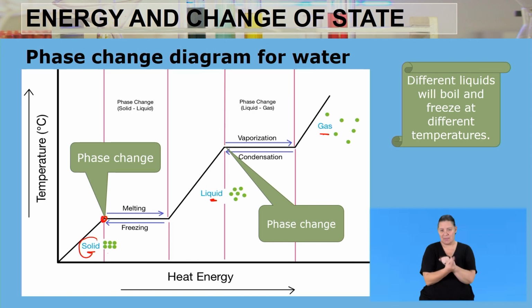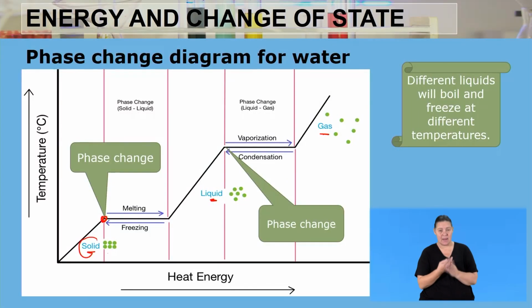So the solid is going to start to melt. It is going to melt at a certain temperature, and when that happens, we call that the phase change. So they're changing their phase from a solid into a liquid. Now from this point going upwards to this temperature here, that solid has changed into a liquid.